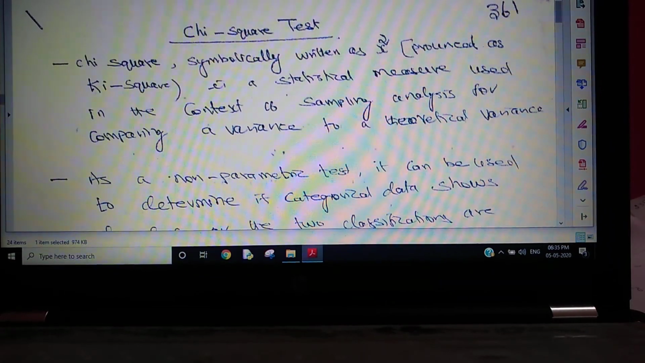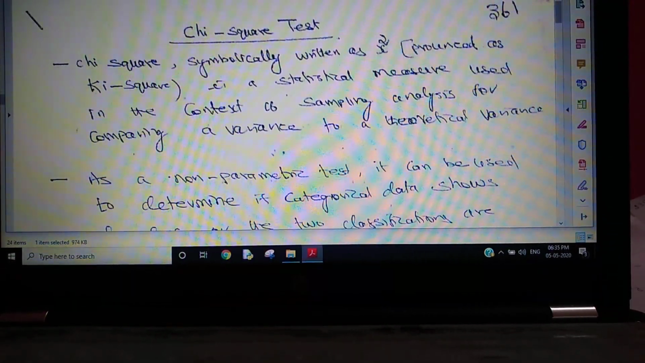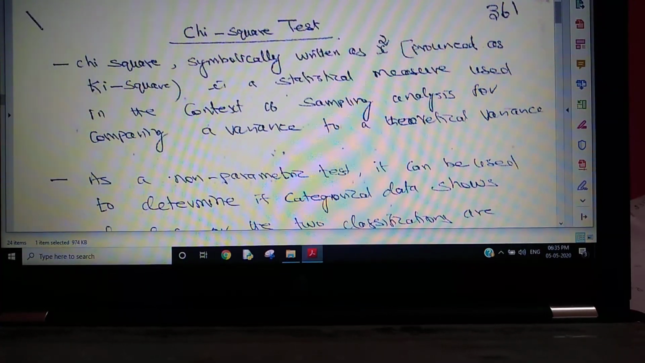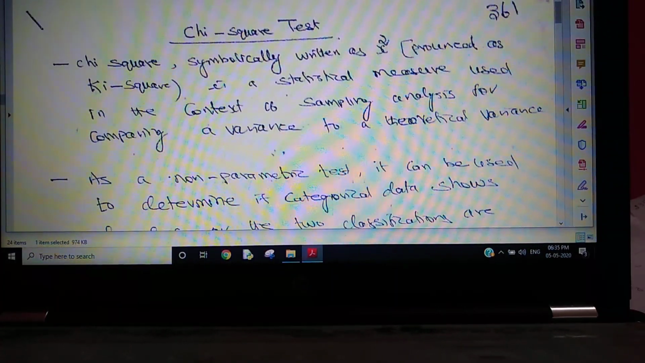It is one of the non-parametric tests. Symbolically it is written as x squared. It's a statistical measure used in the context of sampling analysis for comparing a variance to a theoretical variance.